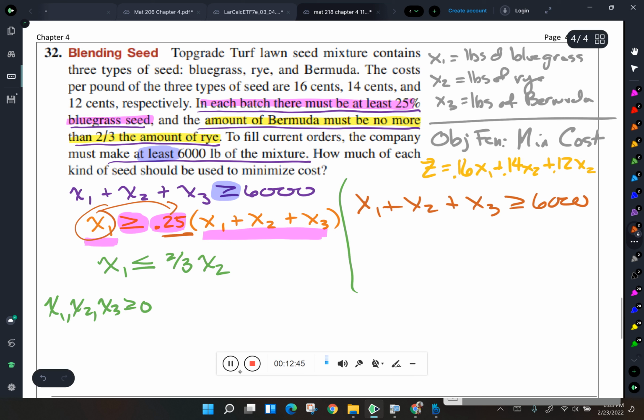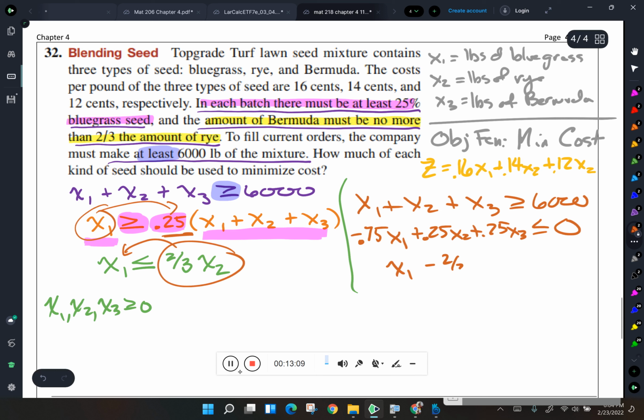And so that's going to give me negative 0.75x1 plus 0.25x2 plus 0.25x3 needs to be less than or equal to 0. Okay. And then the last one, I'm going to take this and move it over to the left, and that's going to give me x1 minus 2/3 x2 must be less than or equal to 0.